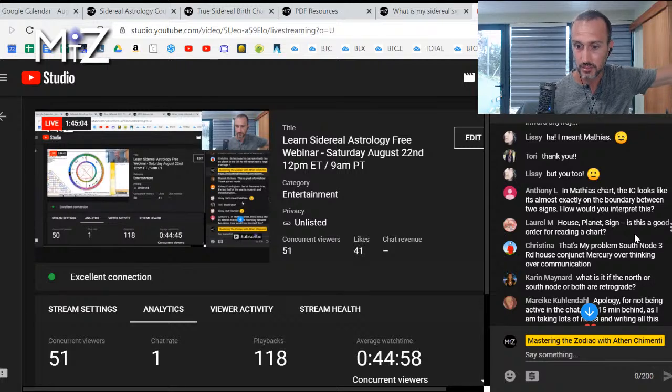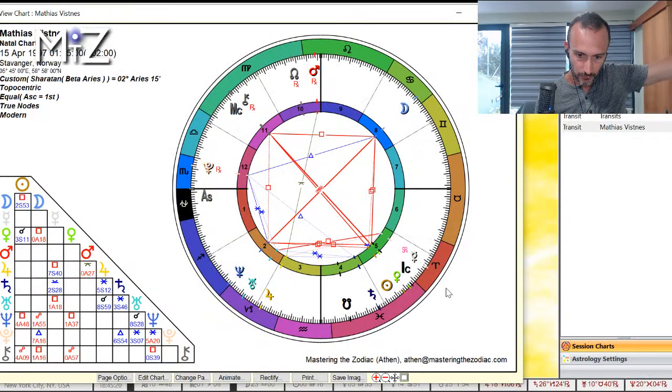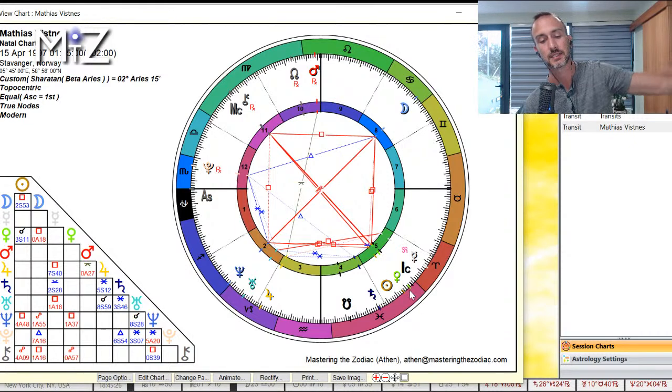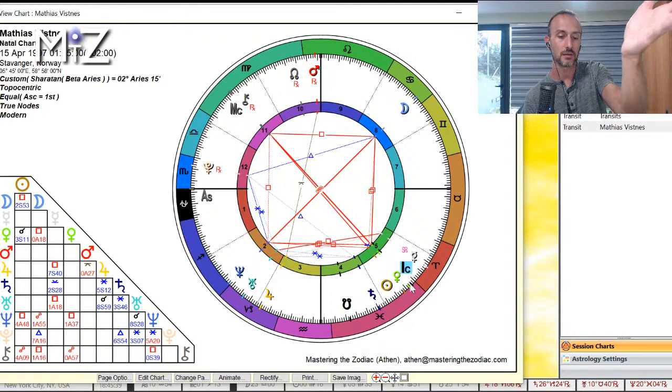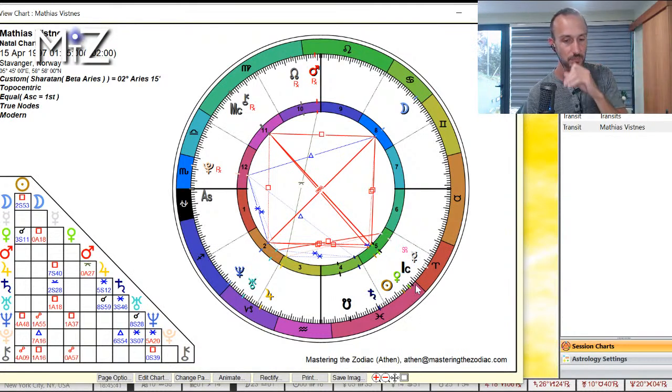Anthony Matthews' chart, the IC looks like it's almost exactly on the boundary between two signs. How would you interpret this? Yeah, so I'm going to say that's more Pisces. The reason is because his Sun and Venus are in Pisces. So like I said, if there's planets next to the conjunction, in this case, I wouldn't call this a stellium because the IC is not a planet. But in this three-way conjunction, I would say it's definitely drawing more on Pisces, especially because it's closer to Pisces.